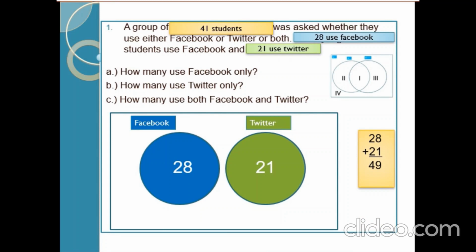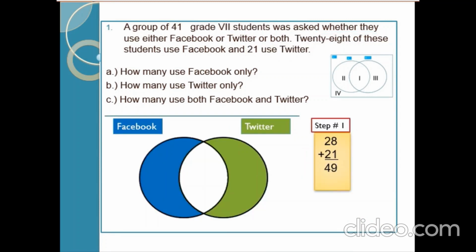In this case, there are students who use both FB and Twitter. To know the number of students who use Facebook and Twitter, subtract 49 and 41. Then place this in the intersection of the two circles. Now we have filled in region 1.